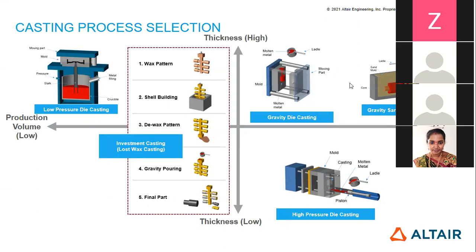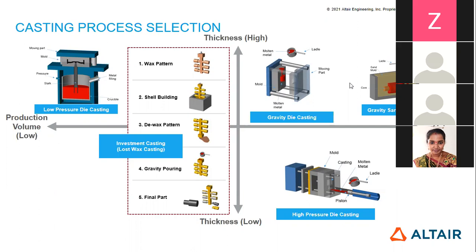So low pressure die casting is usually used for casting aluminum wheels and alloy wheels of four-wheelers and two-wheelers. But high pressure die casting is used for making cylinder heads, engine covers, all these critical components which have very thin wall sections. These types of components are produced with the help of high pressure die casting. In high pressure die casting, very close tolerance can be achieved.